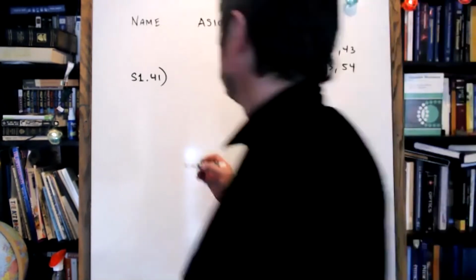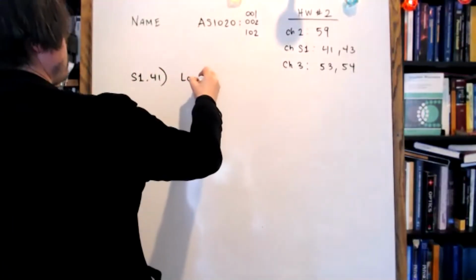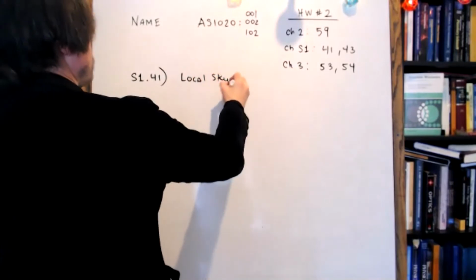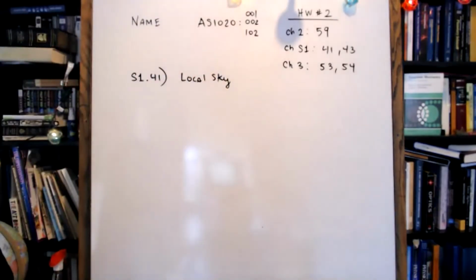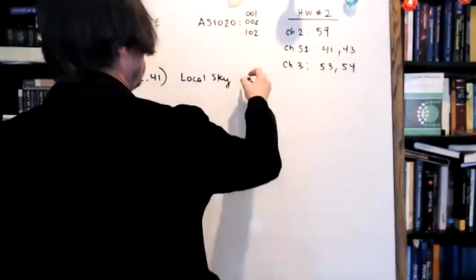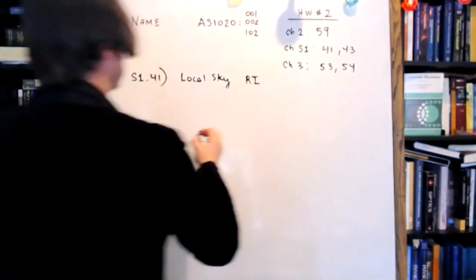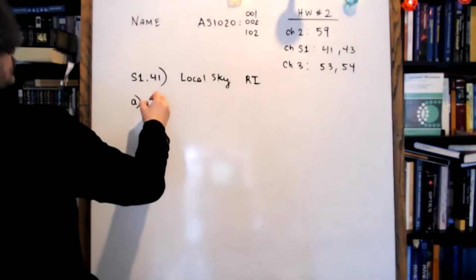Fundamentals of your local sky. Does that sound right? Yep. Answer each of the following for your latitude. A, where is the north or south celestial pole in your sky?